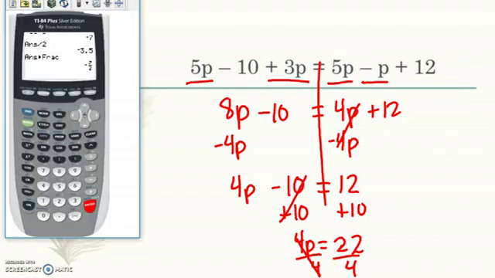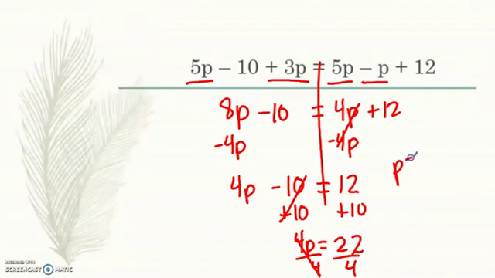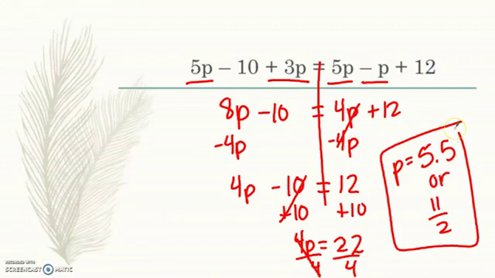So then in your calculator, 22 divided by 4. Beautiful. Or if you wanted to, you could math, enter that bad boy. 11 over 2. So p equals 5.5. Or 11 over 2. You don't always have to give me both. You can choose, but I'm just telling you both of those are perfectly fine answers.